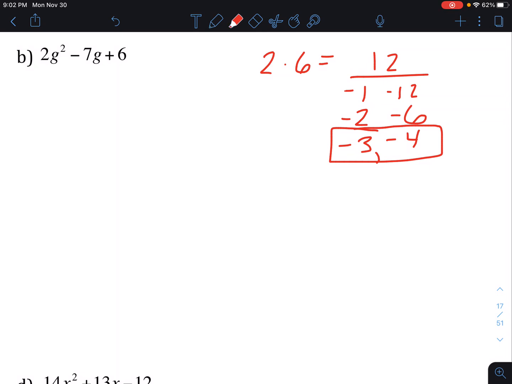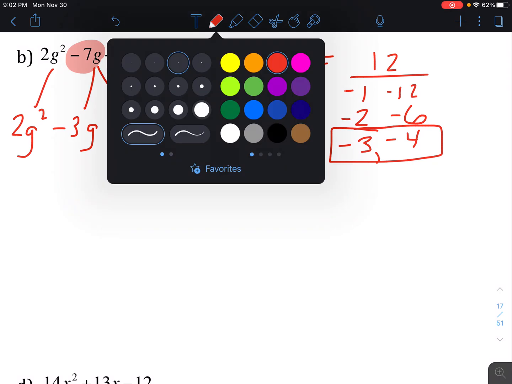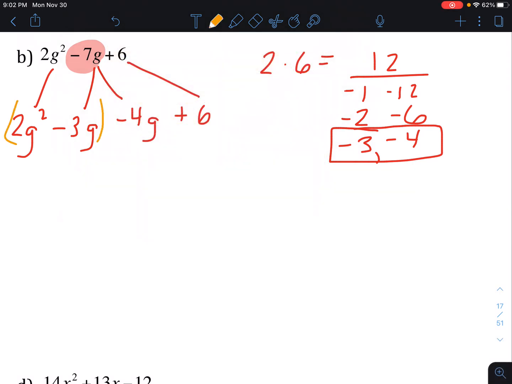So that means that my B term is now going to split into my two new terms that I put in that box, -3g and -4g. And then bring down your first term and your last term. Now we're going to go into the part where we have to do our two groups, and we're going to GCF each of the groups.